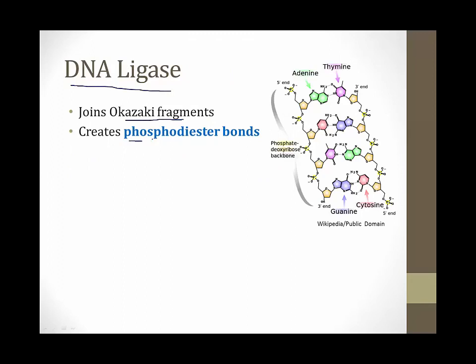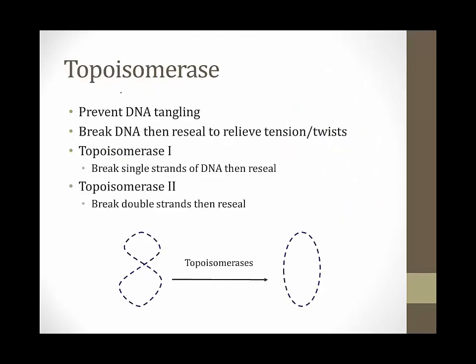This enzyme creates phosphodiester bonds. These are the phosphate bonds in the backbone of DNA, and when they are created, that will link together the Okazaki fragments. There's one more player in this process we need to discuss, and that is the enzyme topoisomerase. This enzyme prevents DNA tangling. As DNA is being unwound, it can get knotted up and tangled, as shown at the bottom left side of the screen. Topoisomerase enzymes relieve that knotting and tension and tangling in DNA.